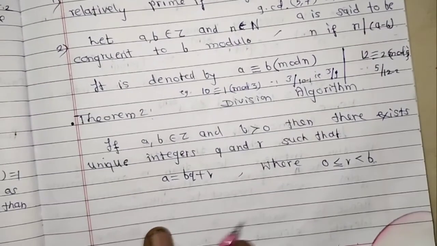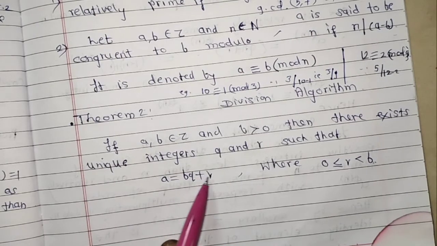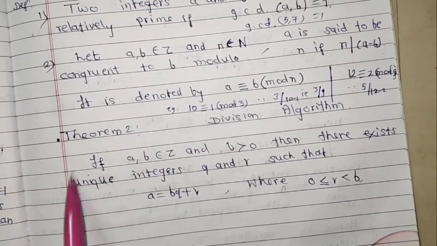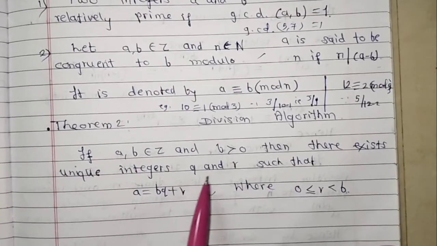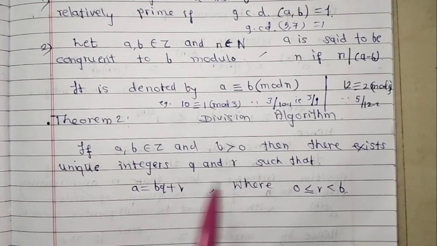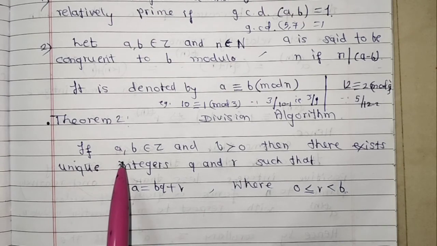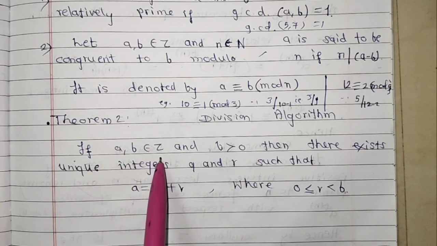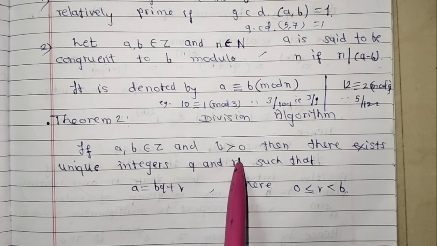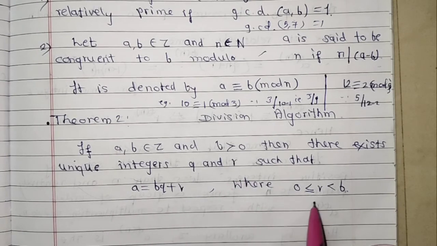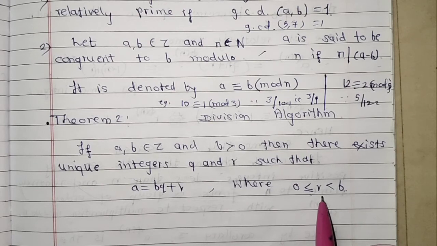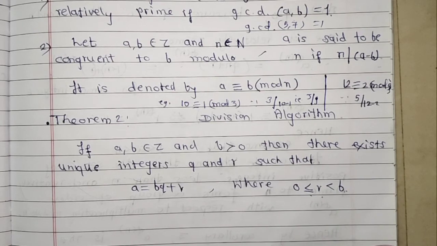Now consider the statement of this theorem. This is only for statement, not proof, for your syllabus. Statement is: if a comma b belong to Z and b is greater than 0, then there exist unique integers q and r such that a equals bq plus r, where 0 is less than or equal to r less than b.